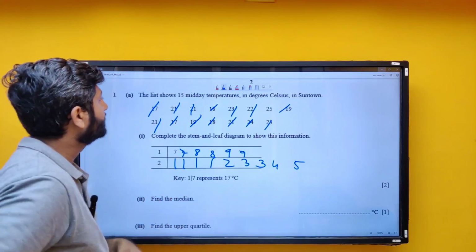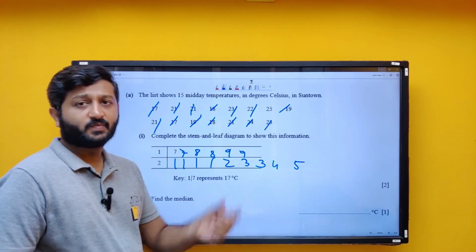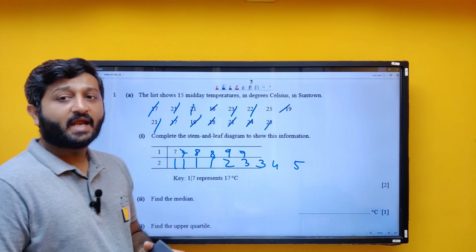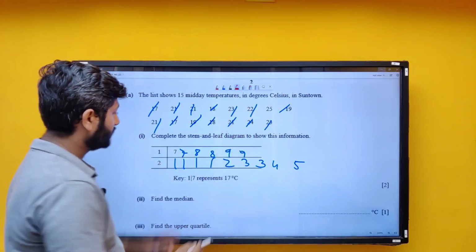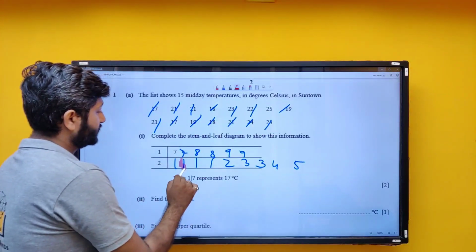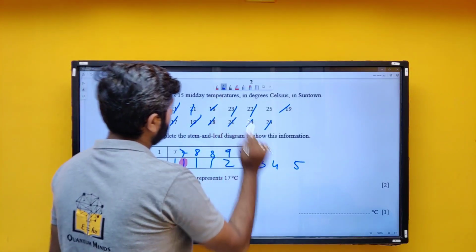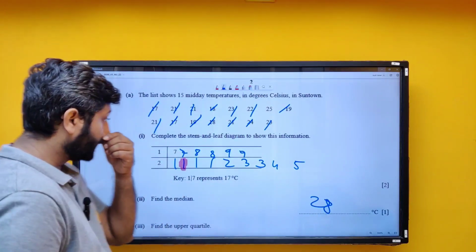Right. Find the median. We have 15 observations, so the median is going to be 15 plus 1, 16, divided by 2, the 8th observation. So 1, 2, 3, 4, 5, 6, 7, 8. So my median is 21.